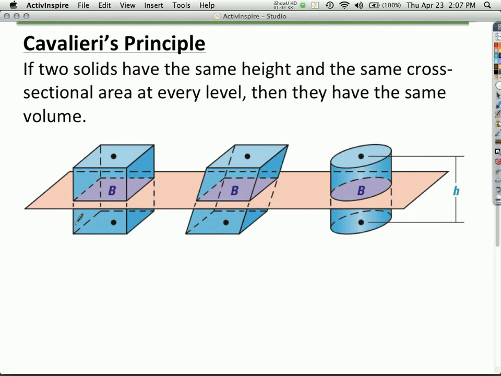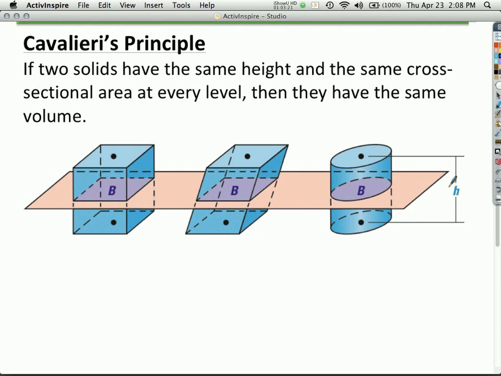We have a right rectangular prism. It's right because it's forming a right angle with the ground. We're pretending that this is the ground. This is an oblique rectangular prism. It's tilted over. And then we have an oblique cylinder. But they all have the exact same cross-sectional area. The area of the purple slice is exactly the same, and they are all the exact same height. That means that they all must have the exact same volume.